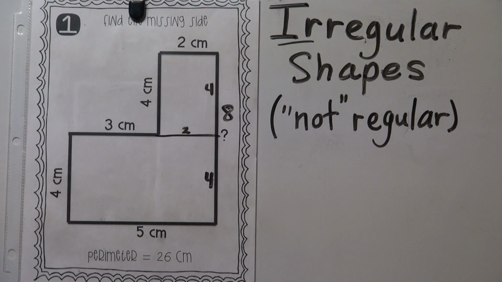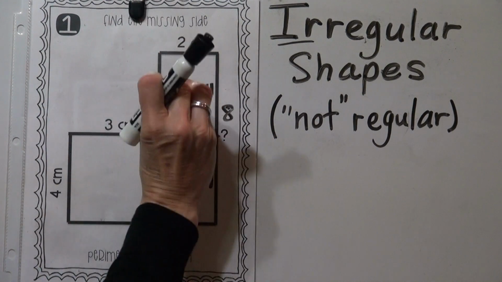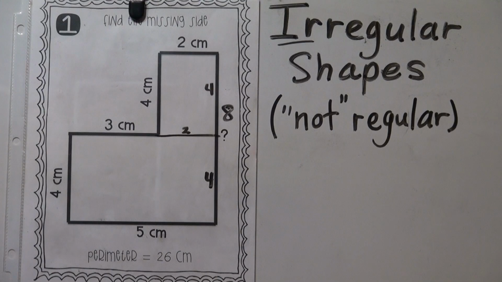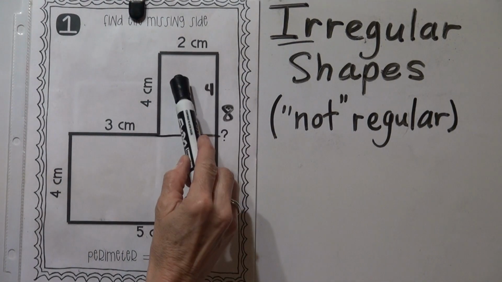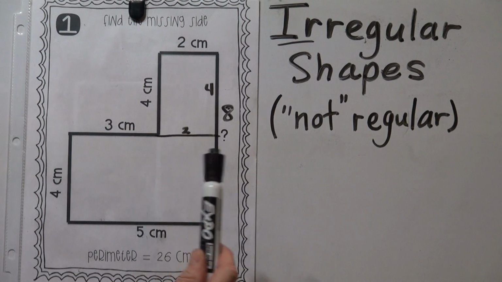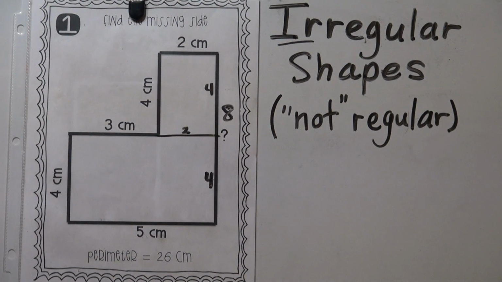of you to go ahead and find the area of this irregular shape. It's super easy because now we've already done all of the work and filled in all of our missing sides. So now you just have to figure out the area of this rectangle, the area of this rectangle, add them together, and you have the total area.